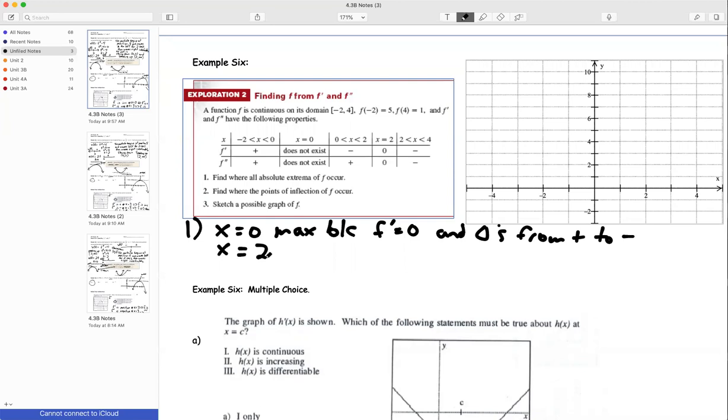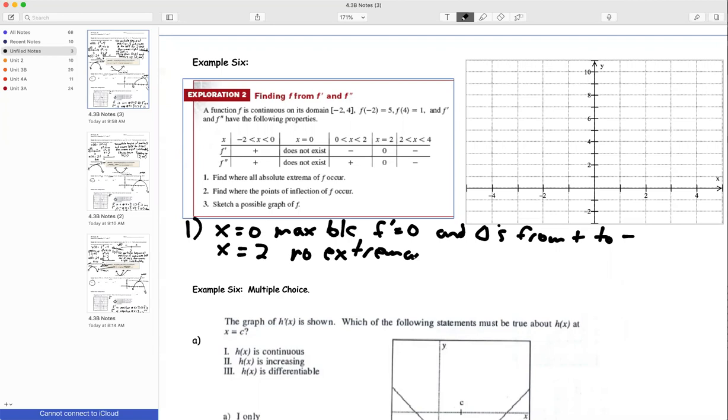The next place I'm going to check is at x is equal to 2, because at x is equal to 2, my first derivative is 0. However, this is not a max or a min, because why is it not an extrema? There is no sign change. Negative, negative. Okay, so those are the only critical points. I still need to check my endpoints, though.